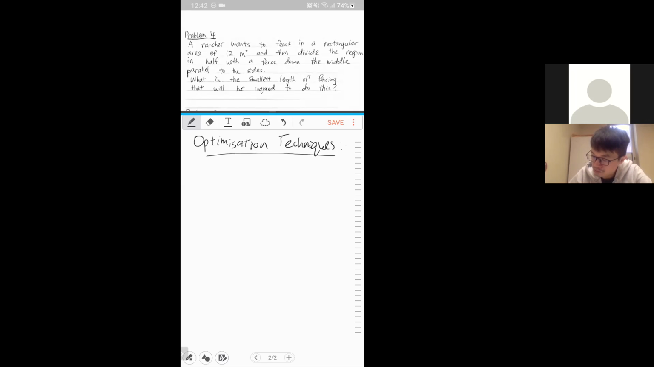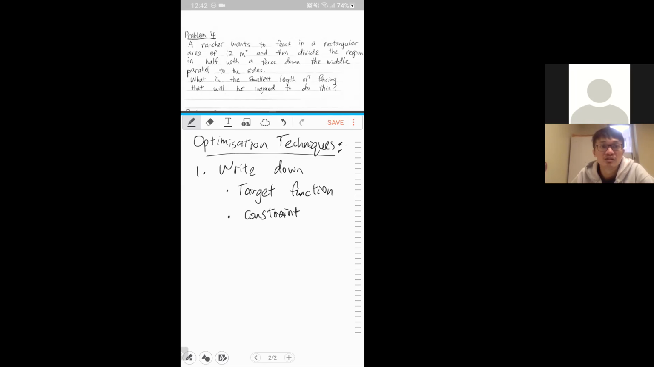So last time we talked about some optimization problems, and let's just review the standard techniques that we use. The first step is always you want to write down the target function, and then the second one is the constraint. So the target function is the function that you want to optimize.